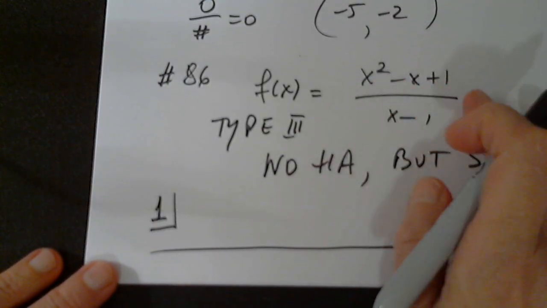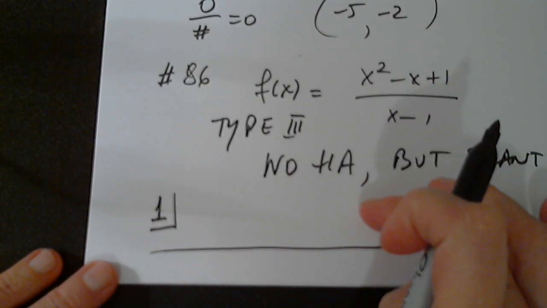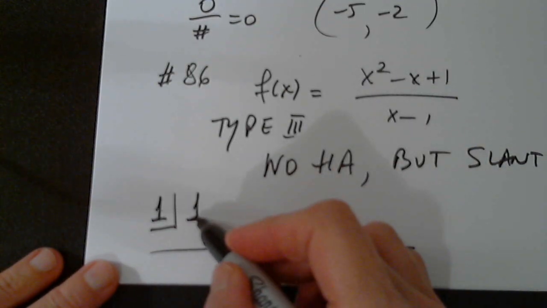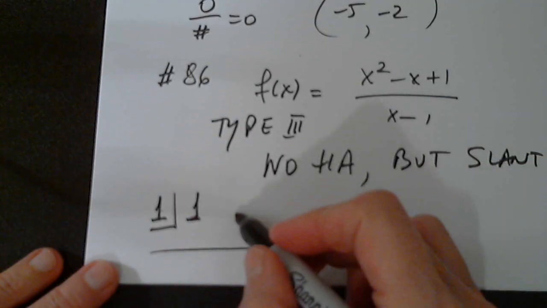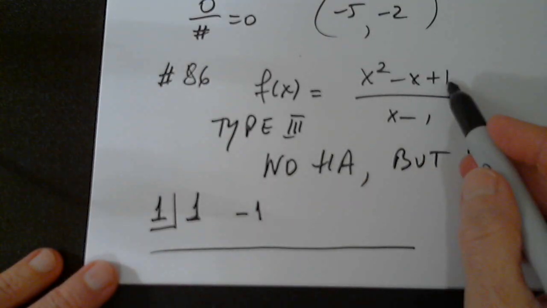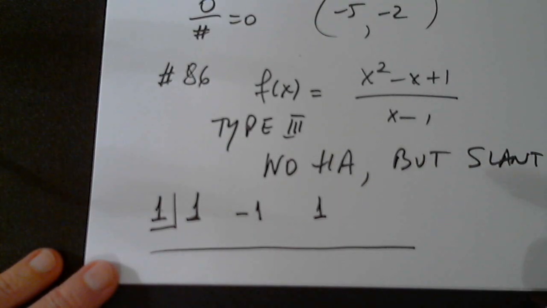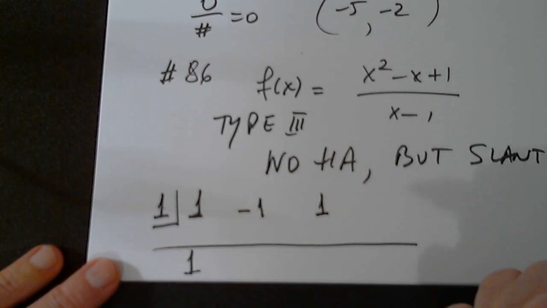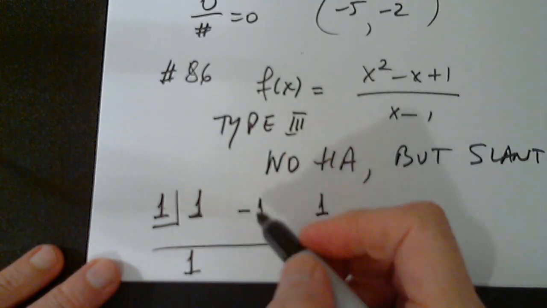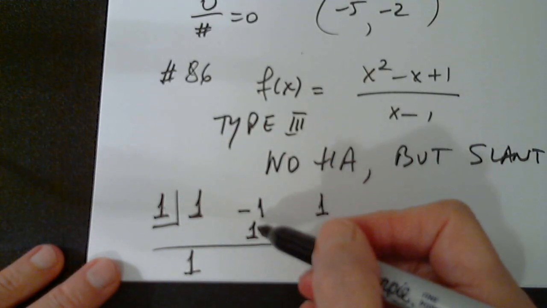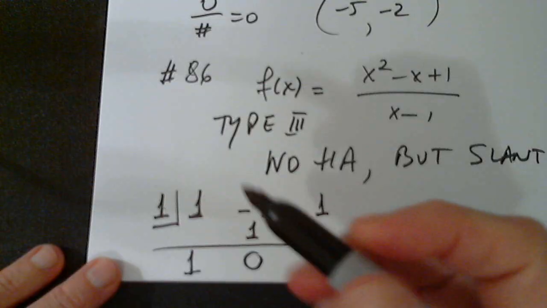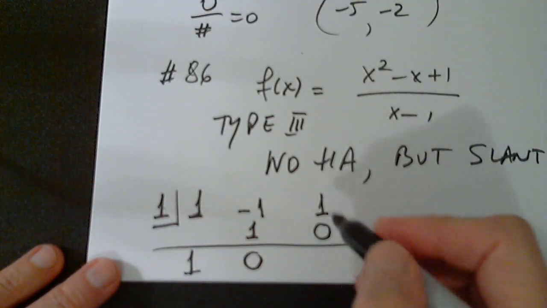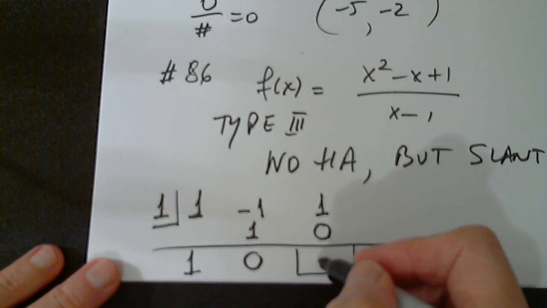And now the coefficients have to be listed even if they don't exist. Degree 2 has coefficient 1. Degree 1 has coefficient -1. No degree has coefficient 1. I always bring down the first coefficient. 1 times 1 is 1. -1 plus 1 is 0. 1 times 0 is 0. 1 plus 0 boxed in as 1.